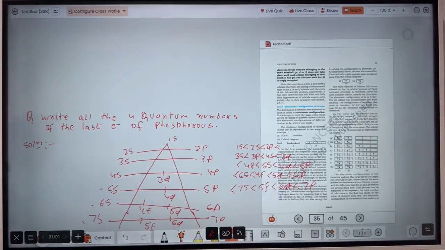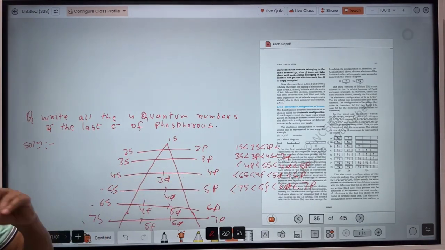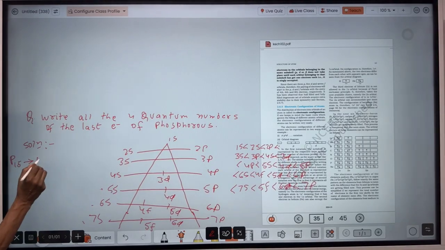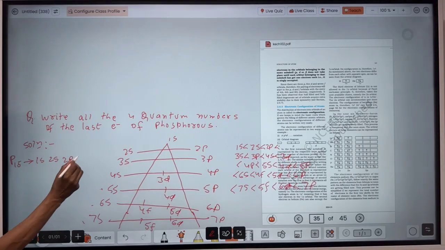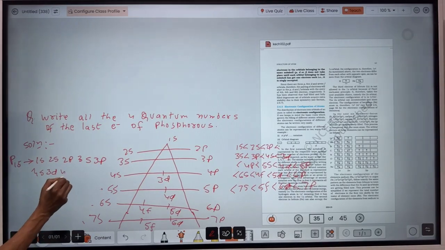So this is the increasing energy level. Like that we can find out the increasing energy level of the orbitals. Okay, so for phosphorus the atomic number is 15. So the increasing energy level is 1s, 2s, 2p, 3s, 3p, 4s, 3d, 4p. From here, that's enough to find out.